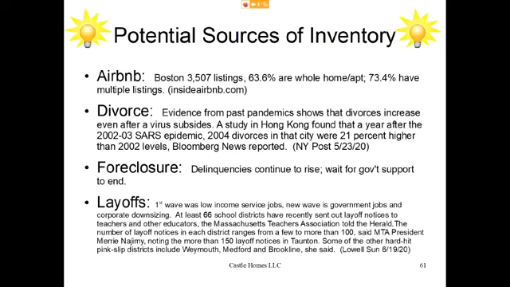And unfortunately, we also have to talk about layoffs. The first wave was primarily low-income service jobs. And the new wave is going to be government jobs and corporate downsizing. In Massachusetts, this was an article on 6/19: 66 school districts sent out layoff notices to teachers and other educators, and they range from a few people to more than 100. And she noted 150 in Taunton. Some hard-hit areas were Weymouth, Medford, and Brookline.